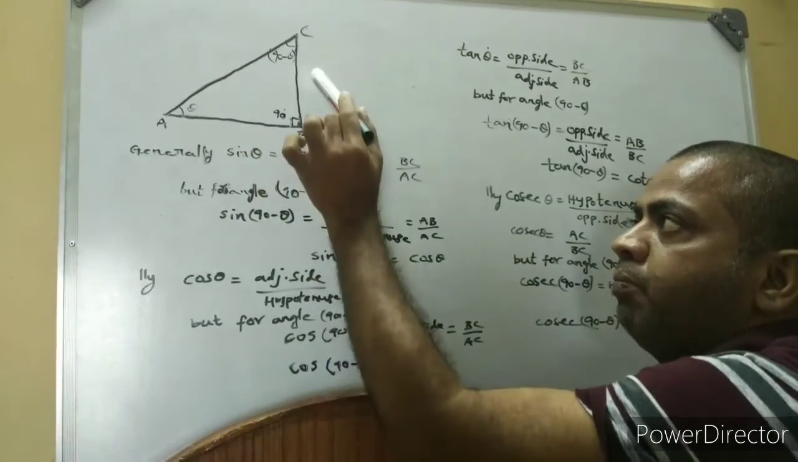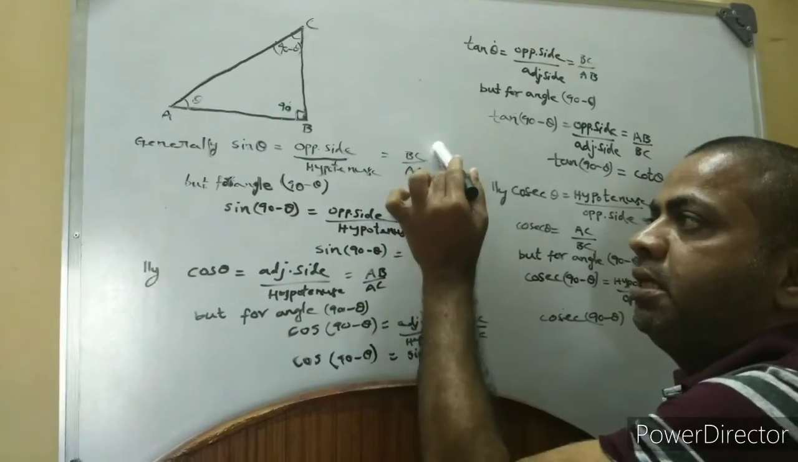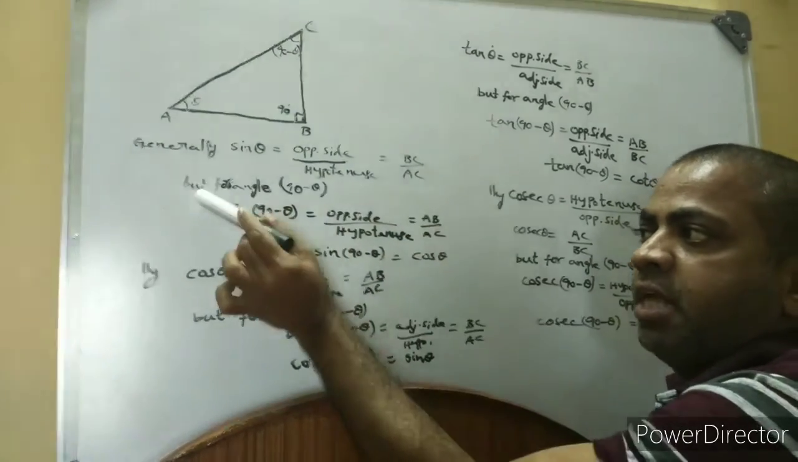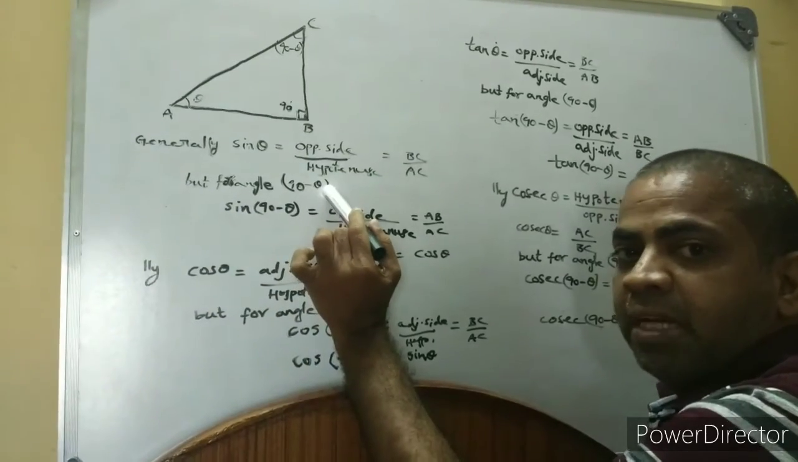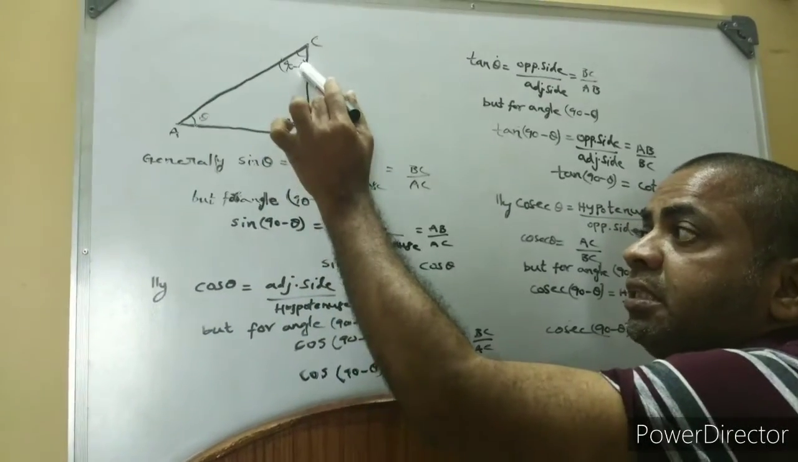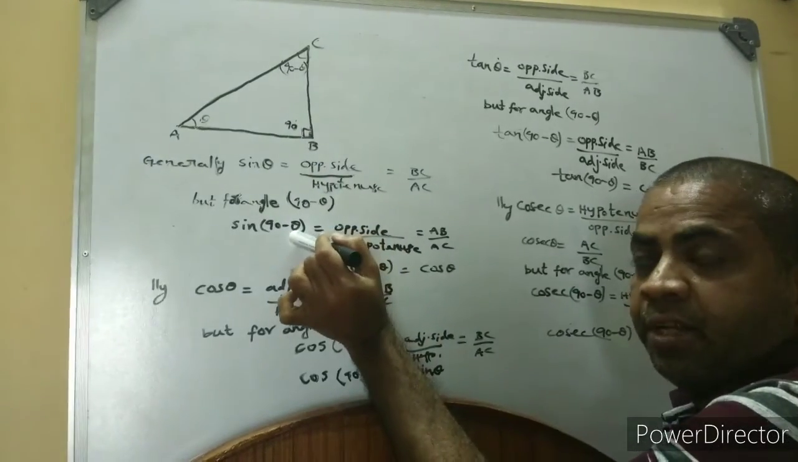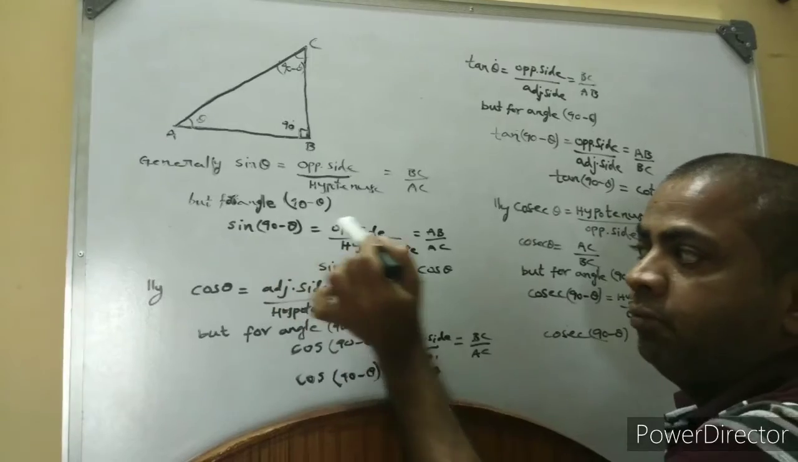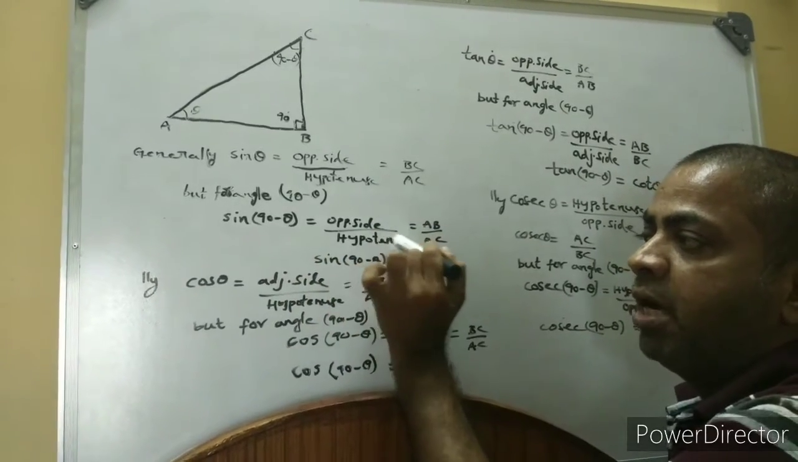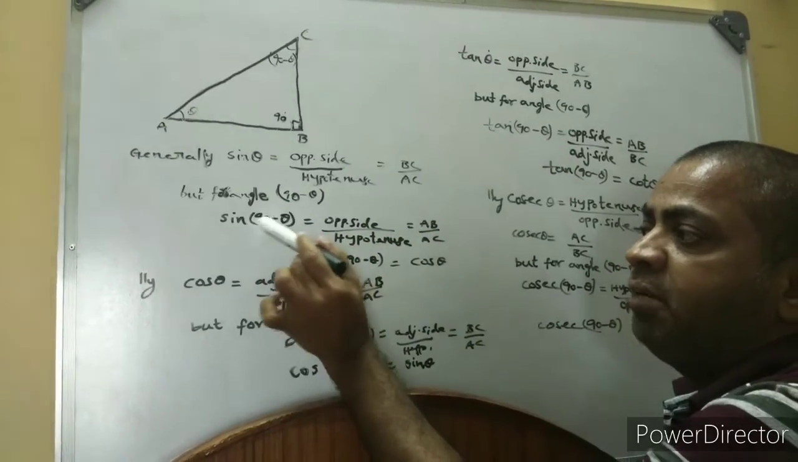According to the figure, you write BC by AC. For the same, if we take the angle 90 degrees minus theta, what ratio have I taken? Sin of 90 minus theta. The formula does not change: opposite side by hypotenuse. But you have to take 90 minus theta.